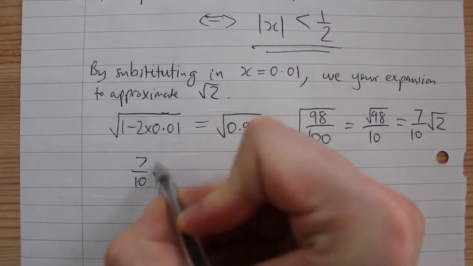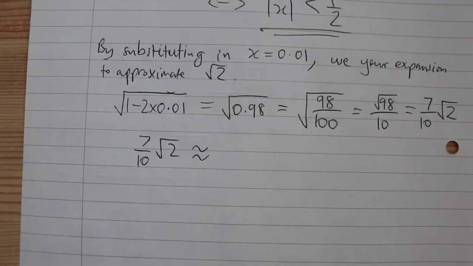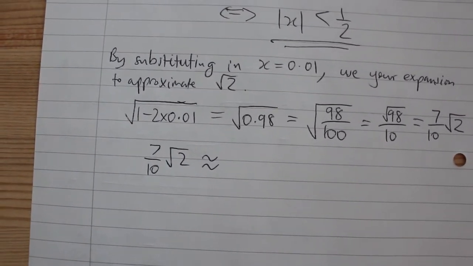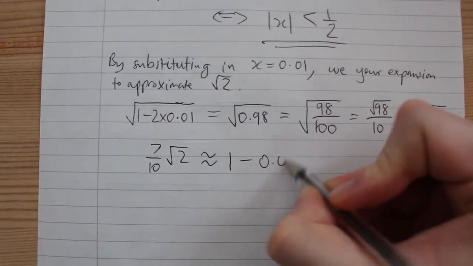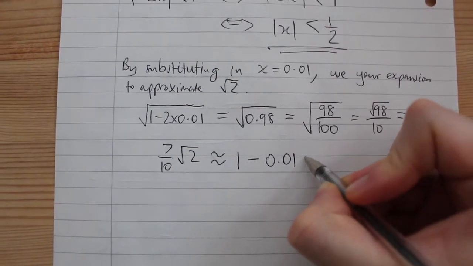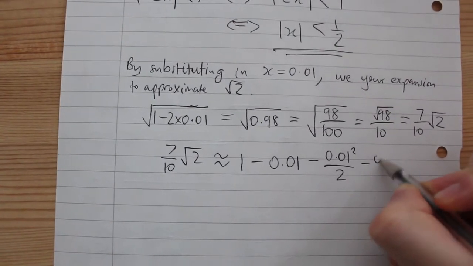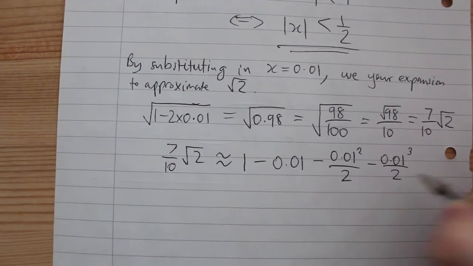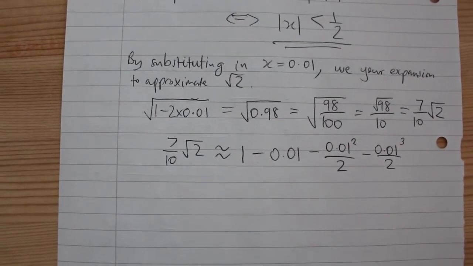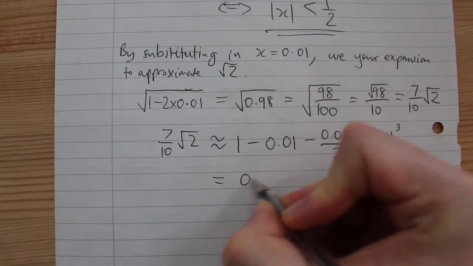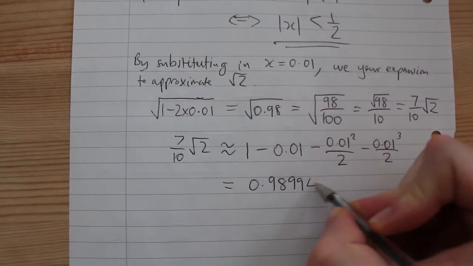We need to do something else because that only gives us an approximation to 7/10 of root 2. So using our answer to part A, we have that 7/10 of root 2 is approximately, well, our answer to the previous part was 1 minus x, that's 0.01, minus x squared over 2 minus x cubed over 2. So this is our approximation, and then if you put this into your calculator, you will obtain 0.9899495, I believe.